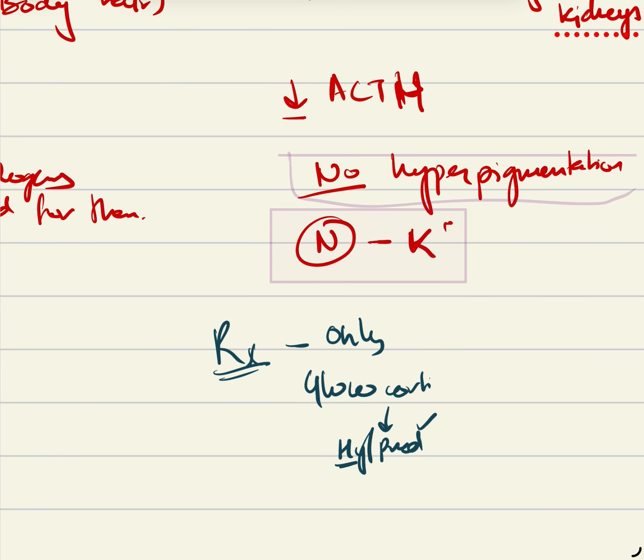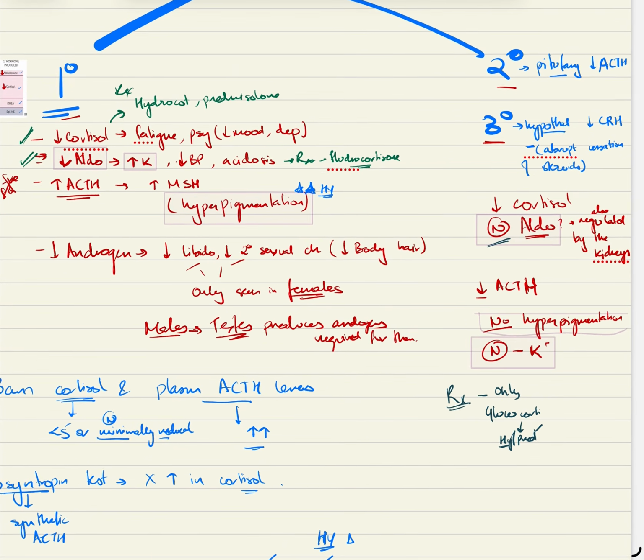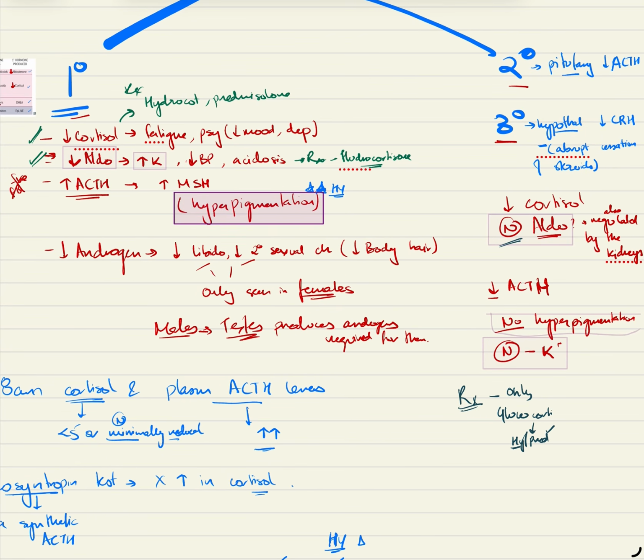Okay, and now how will you differentiate between the two of these? So you must remember that in one there is hyperpigmentation. Okay, and remember that there is no hyperpigmentation here. You have normal potassium here and you have increased potassium there. Okay, you have normal aldosterone here and there you have decreased aldosterone.